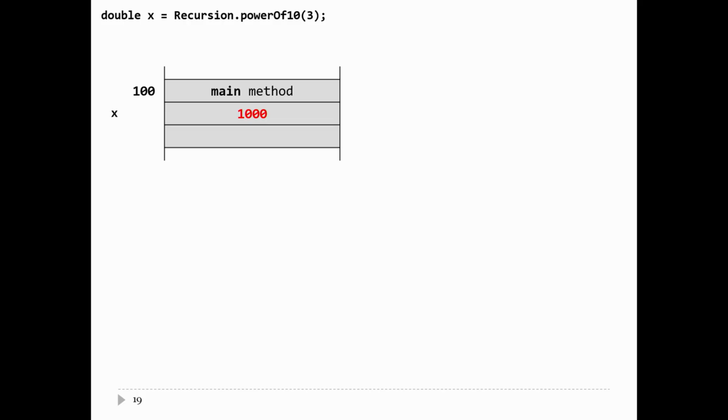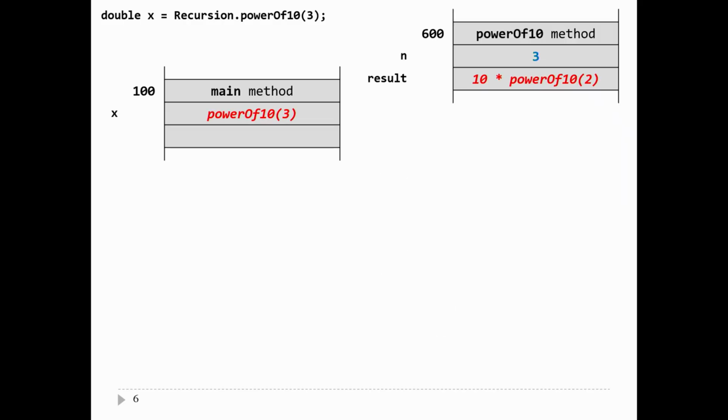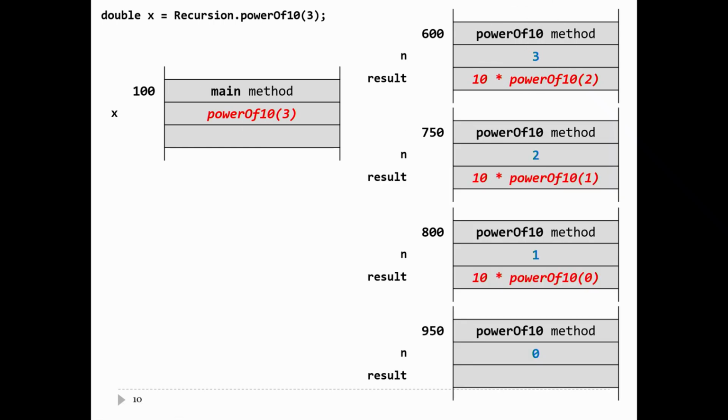So notice what's happening in that sequence of method calls. Here was our first method call, and that ended up causing all of this to happen over here.